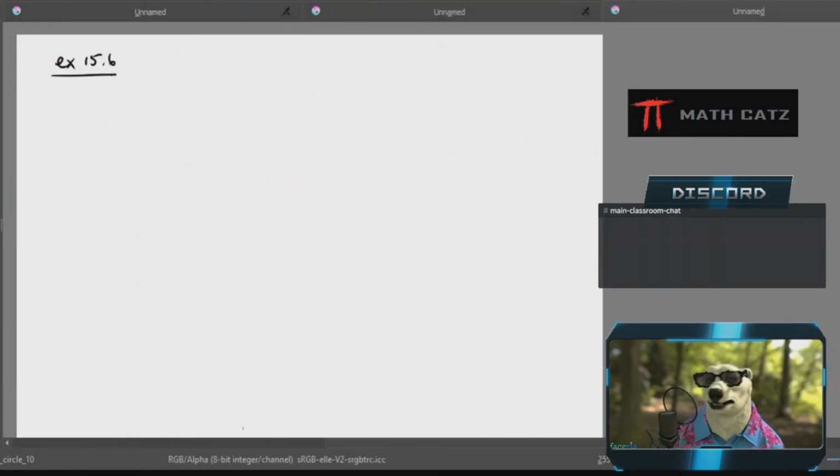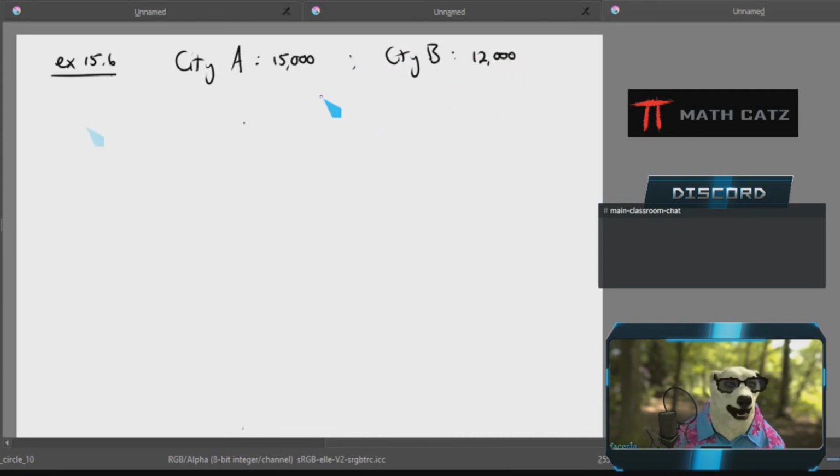Let's just write down what they are originally, because I'm going to move this PDF side to side all the time. So city A has 15,000 people, and city B has 12,000 people. I'll just write it down. We have the time.